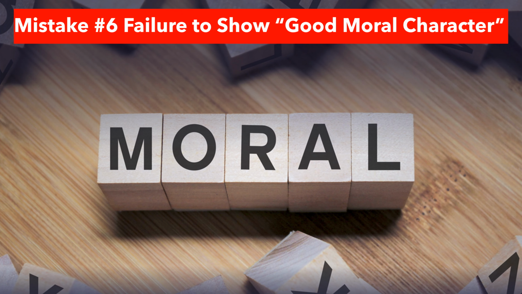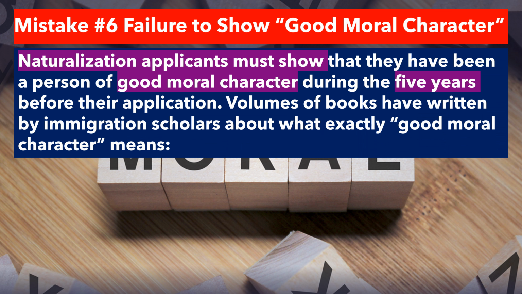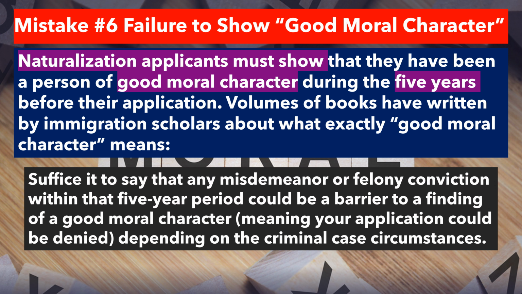Mistake number 6. Failure to show good moral character. Naturalization applicants must show that they have been a person of good moral character during the 5 years before their application. Volumes of books have been written by immigration scholars about what exactly good moral character means. Suffice it to say that any misdemeanor or felony conviction within that 5-year period could be a barrier to a finding of good moral character, meaning your application could be denied depending on the criminal case circumstances.